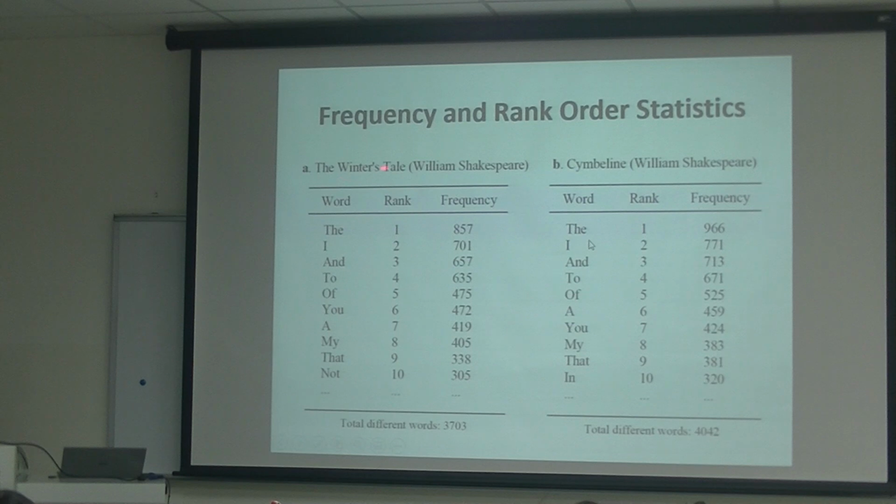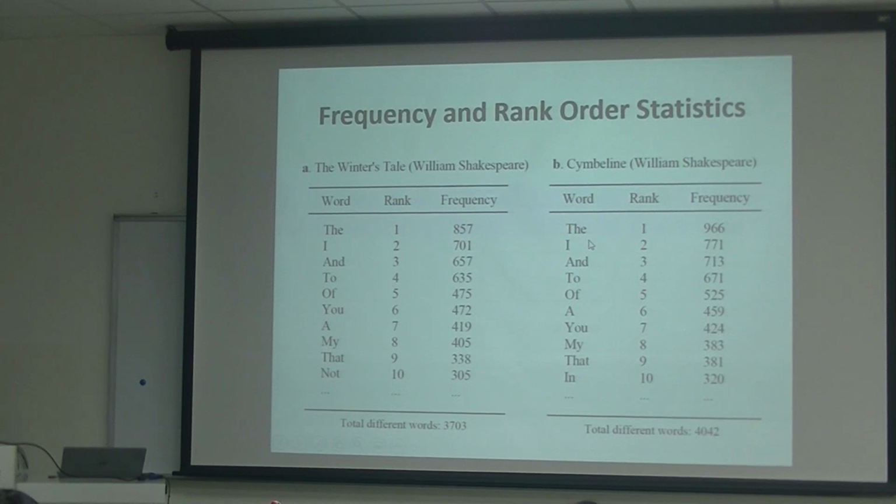Then you sort them by frequency, so the first rank is the most frequent word. In this case it is "the", the second one is "I", the third one is "and", then "to", "of", "you", etc. Immediately you can see that the rank order of these words is very similar between Shakespeare's plays, right?